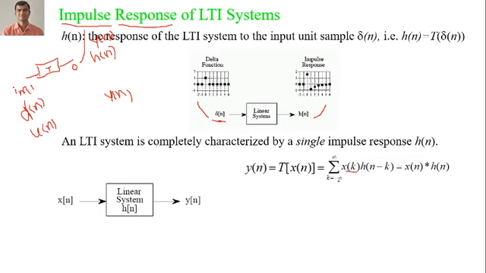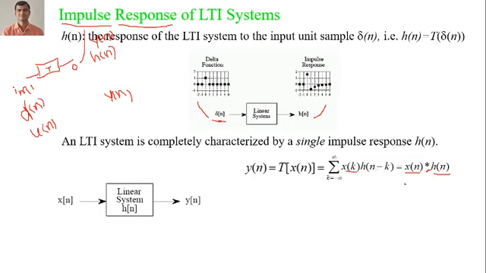So this equation is known as x of n, and this symbol is known as the convolution symbol. This symbol is known as what? Convolution symbol. x of n convolved with h of n, and the formula is what? Summation for k equals minus infinity to infinity x of k h of n minus k.